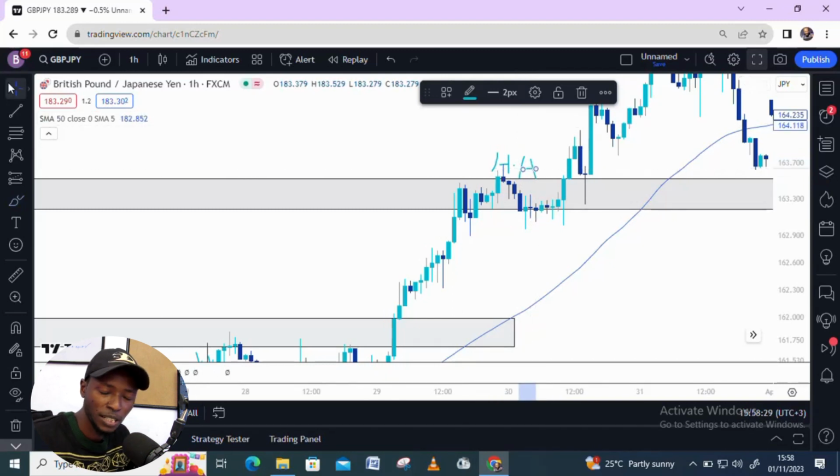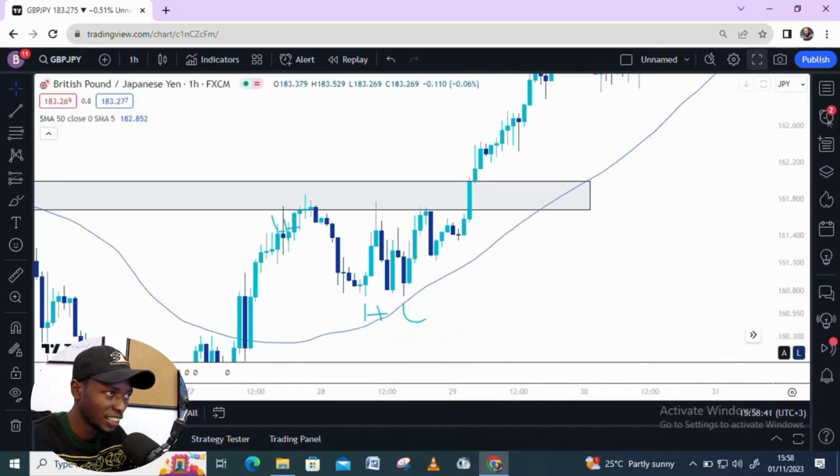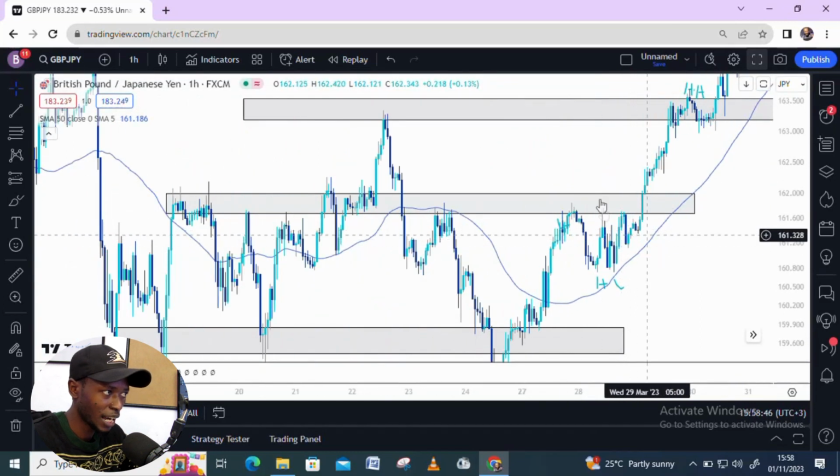So put simply, you can identify a trend in 3 easy steps. First, open the chart and look at where the market is heading. If the market is moving higher, that is an uptrend. So this is the uptrend.